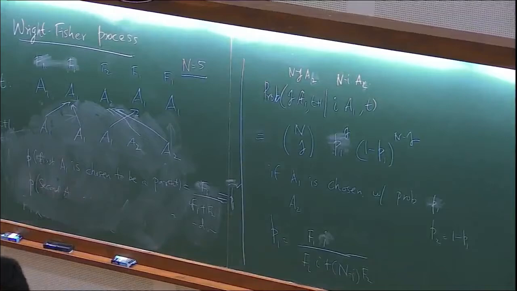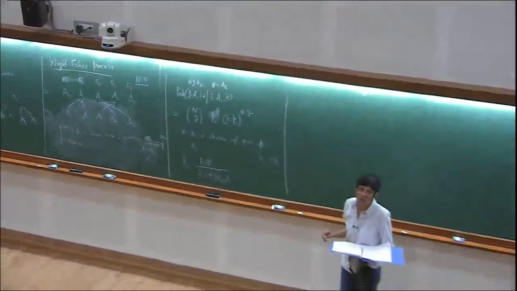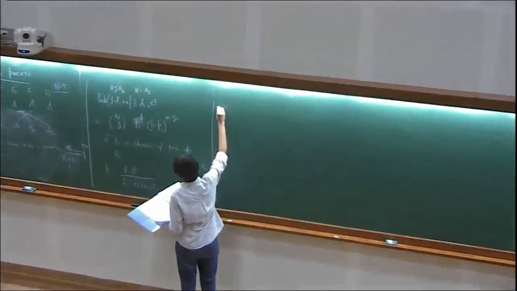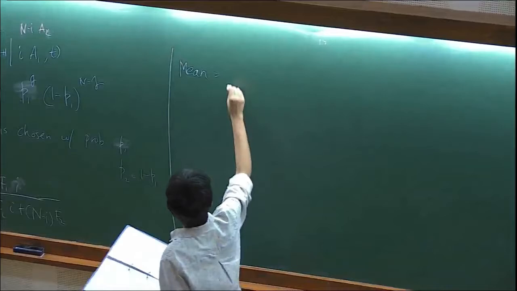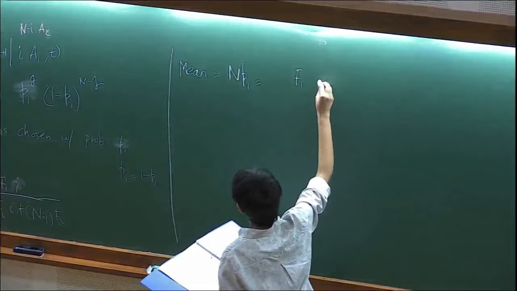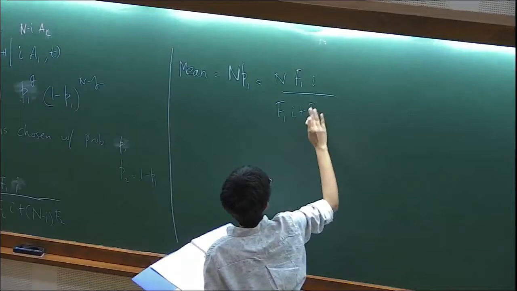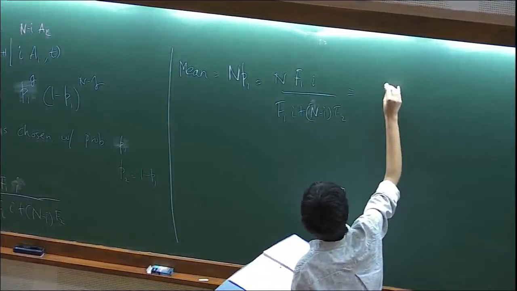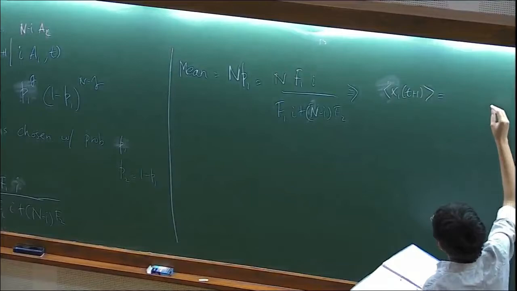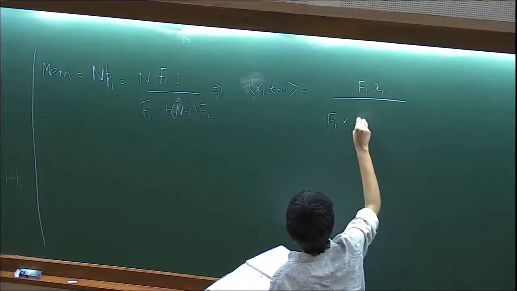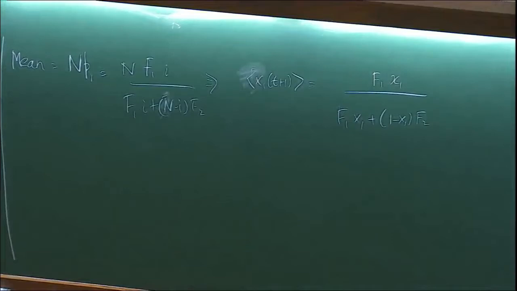Okay, so by now, you are very familiar with binomial distribution and its moments. So what is the mean of this binomial distribution? N times P1, which is equal to the average fraction. Recognize this equation? We saw this yesterday, right?